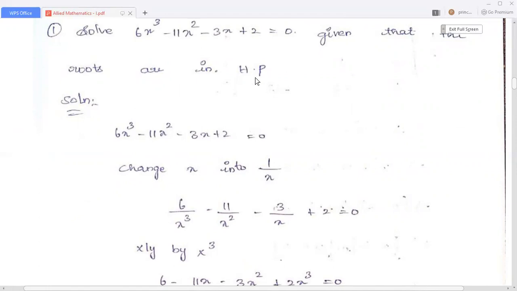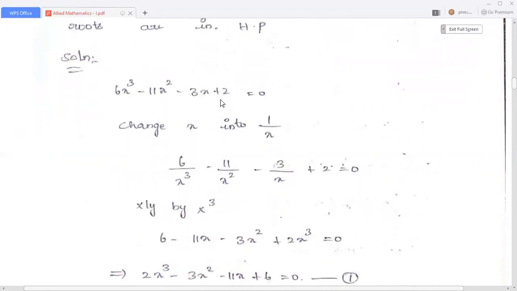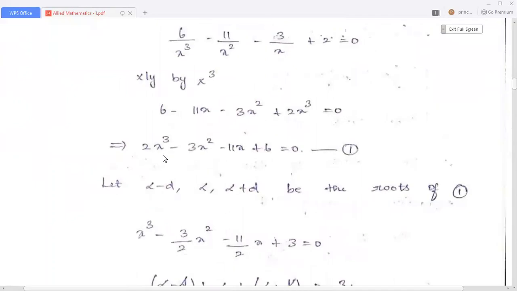Harmonic progression is nothing but the reciprocal of arithmetic progression. So we change x into 1 by x. So the given equation is to be modified like this. That is, put x equal to 1 by x. Here 6 by x cube minus 11 by x square minus 3 by x plus 2 equal to 0. When you simplify this, we get equation 1: 2x cube minus 3x square minus 11x plus 6 equal to 0.